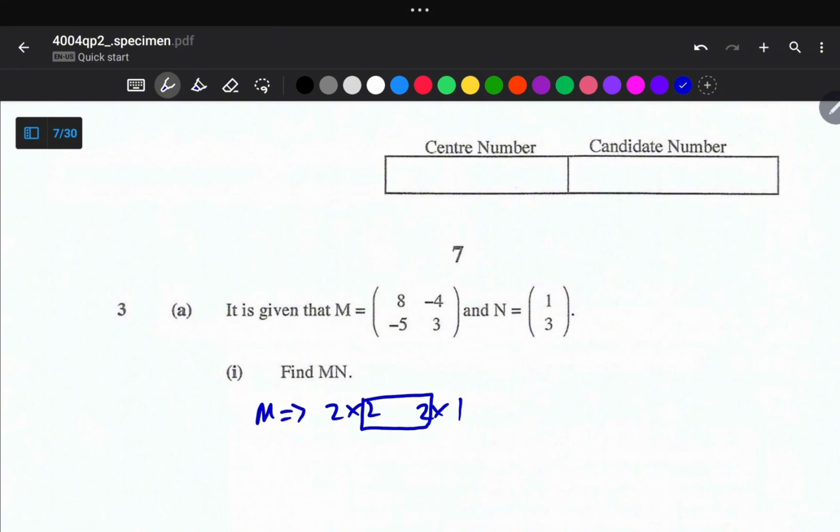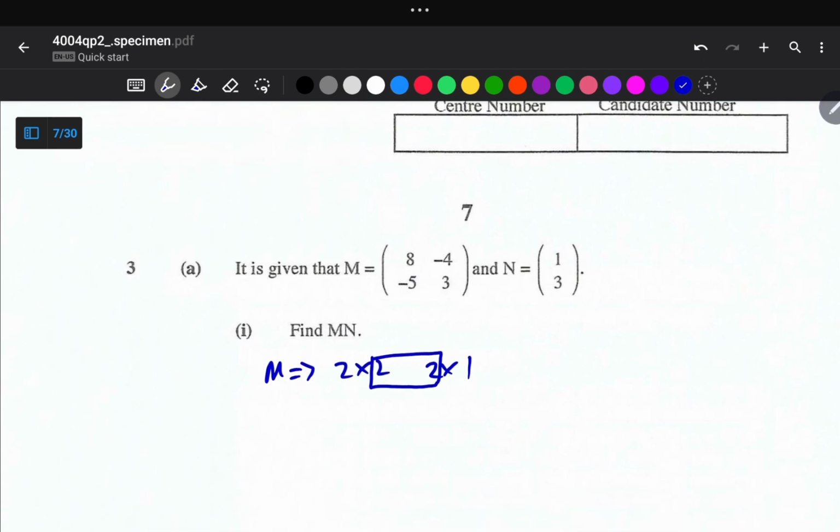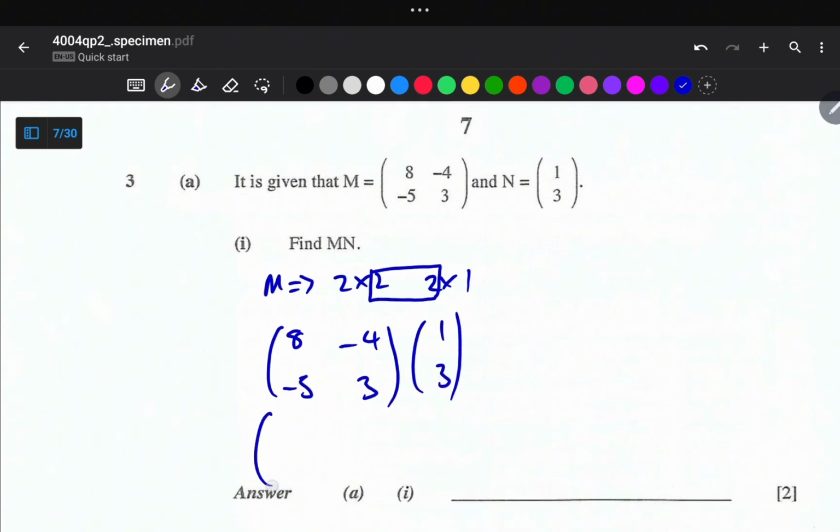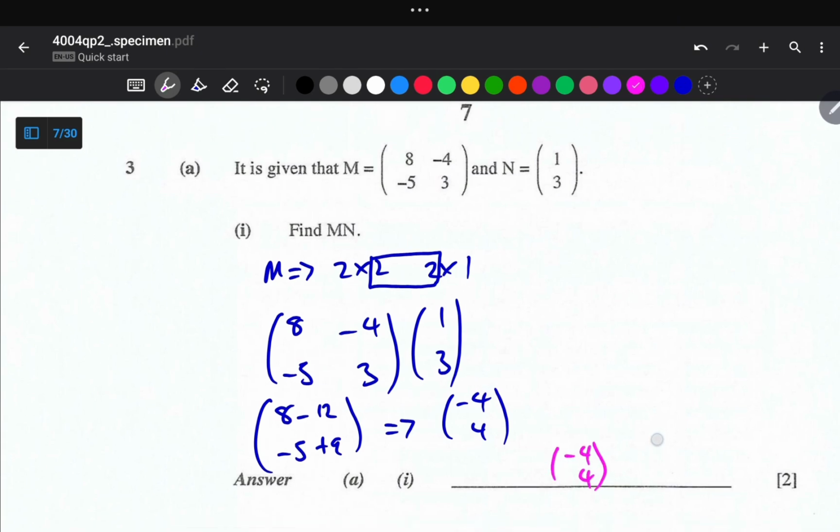So the orders of the matrix are very, very useful, so take note of these orders. So our matrix M is 8, minus 5, minus 4 and 3, and our matrix N is 1, 3. So the resultant matrix is equal to 8 plus minus 5 by 3... rather: 8 multiplied by 1 plus minus 5 multiplied by 3, and minus 4 multiplied by 1 plus 3 multiplied by 3. So this is equal to 8 minus 15, and minus 4 plus 9. So the resultant matrix is a 2 by 1 matrix.